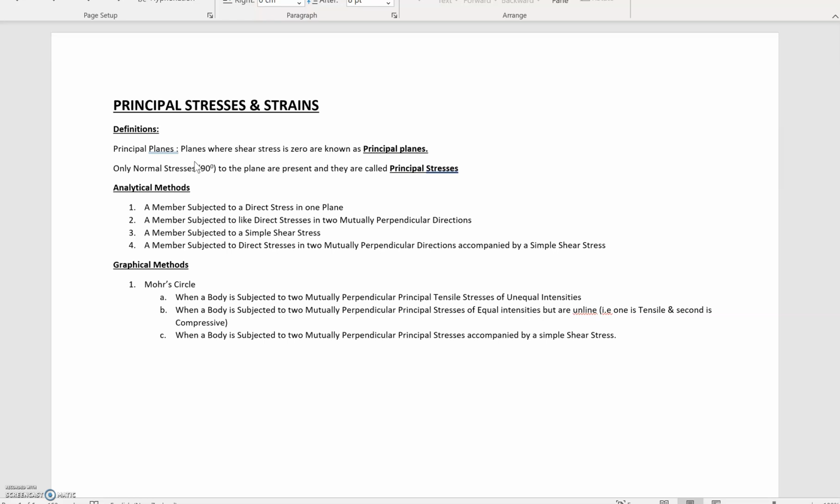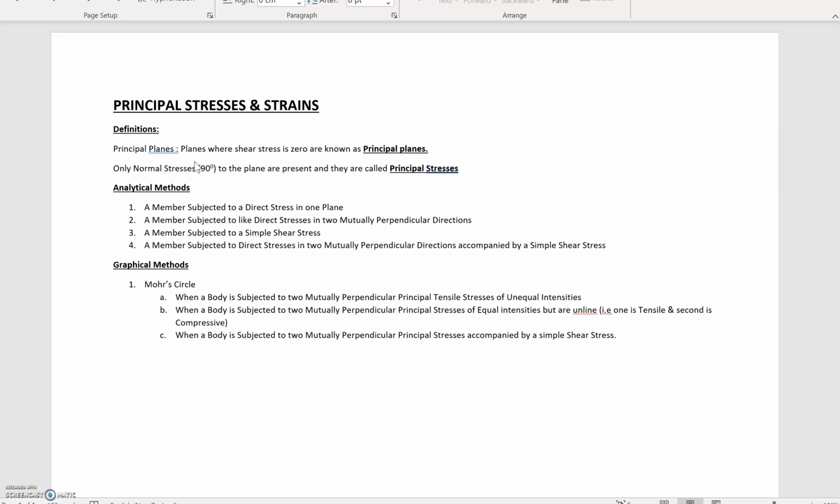There are various methods, namely analytical and graphical, and we'll look at 4 different types of analytical methods: a member subjected to a direct stress in one plane, a member subjected to direct stresses in 2 mutually perpendicular directions, a member subjected to a simple shear stress, and then a member subjected to direct stresses in 2 mutually perpendicular directions accompanied by a simple shear stress.